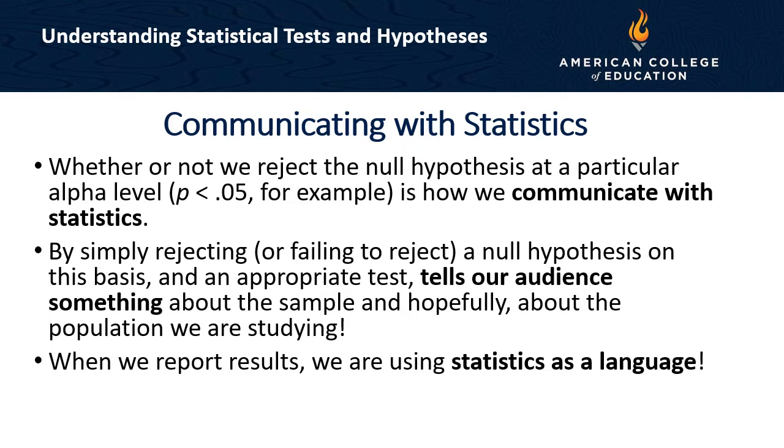It's important to remember that in research, we use statistics to communicate. So whether or not we reject the null hypothesis at a particular alpha level, that is, p is less than 0.05, is how we communicate our research using numbers or statistics. By simply rejecting or even failing to reject a null hypothesis on this basis, an appropriate statistical test tells our audience something about the sample and hopefully about the population that we're studying. When we're reporting results, we're basically using statistics as a language to communicate.